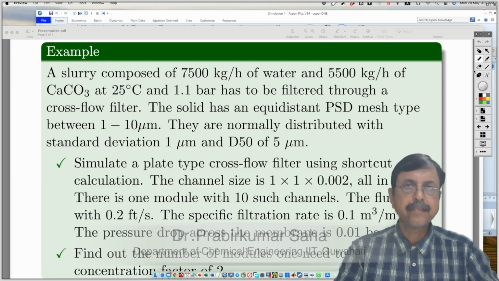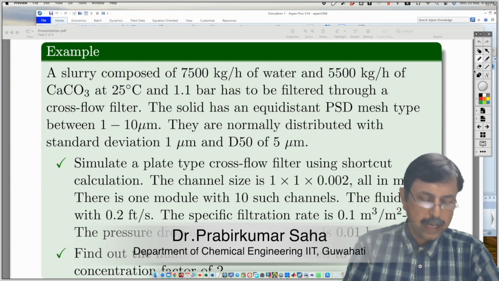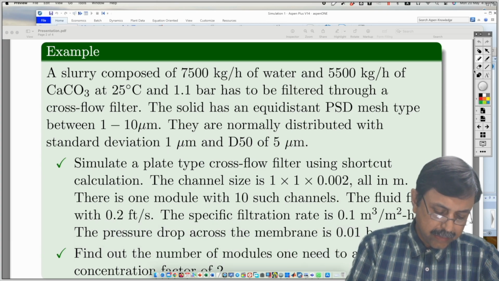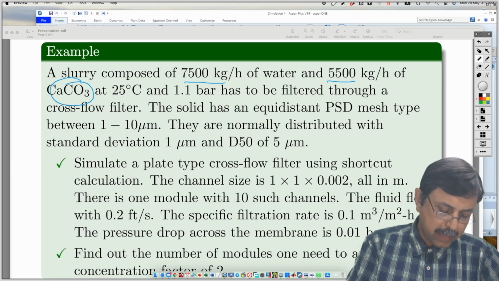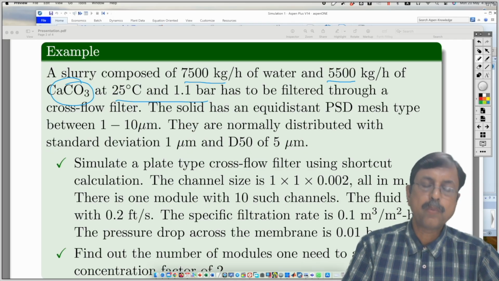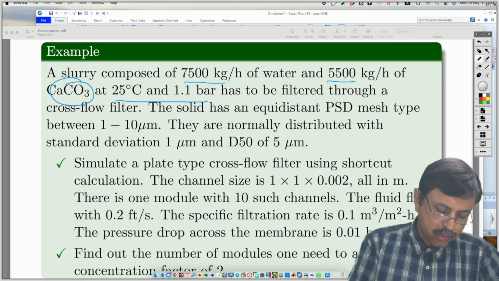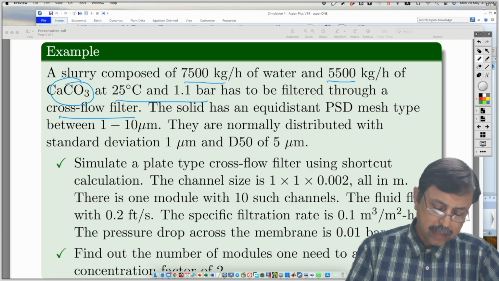So let us see this example problem. It says a slurry composed of 7,500 kg of water and 5,500 kg of calcium carbonate at 25 degrees centigrade and 1.1 bar pressure has to be filtered through a cross-flow filter.